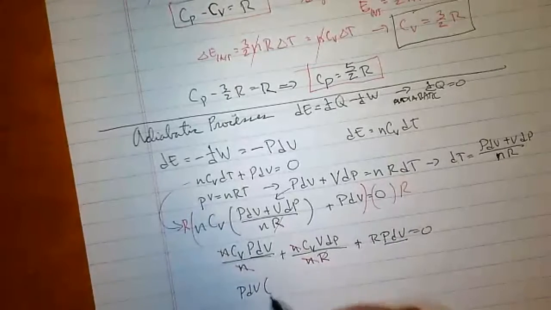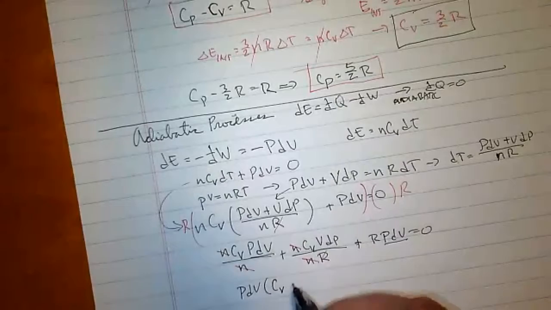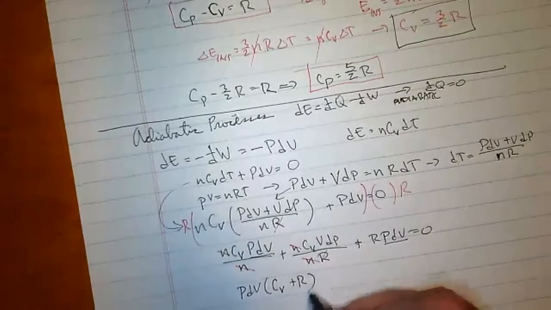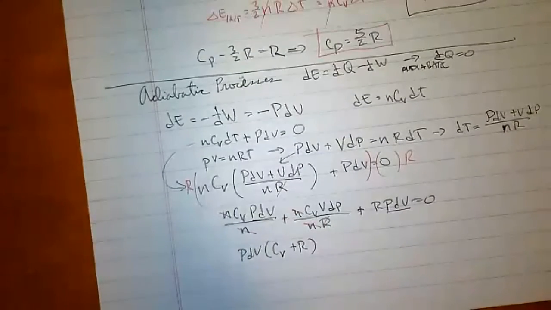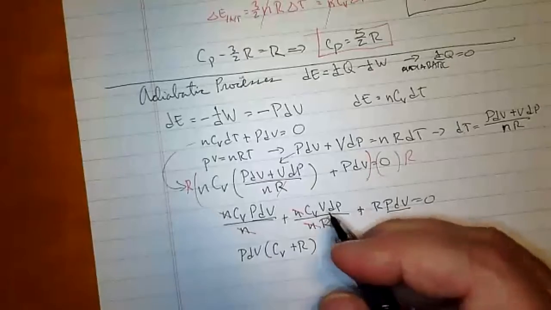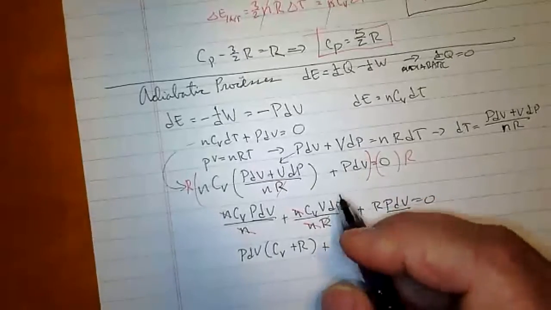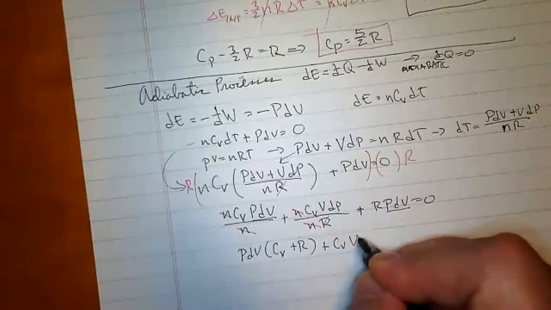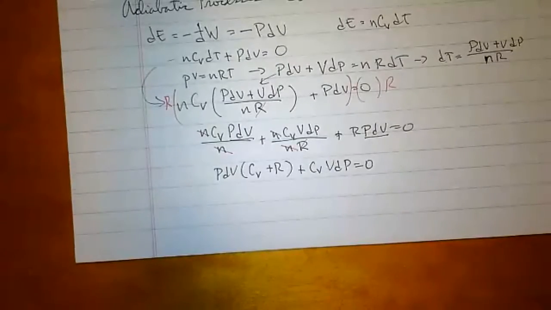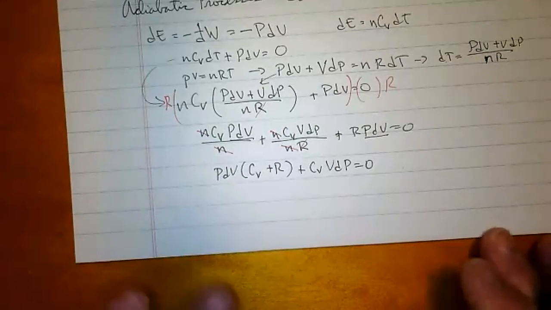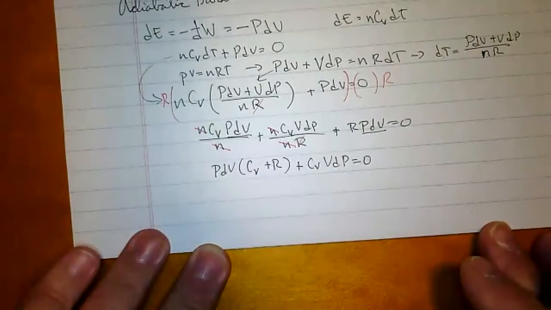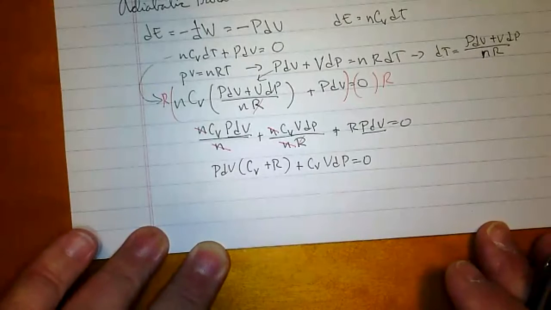So I'm going to say P dV times (CV plus R) right there. And then the other one is just going to be what's left, which is the CV V dP. And that's all equal to 0. Now that doesn't look very helpful, but watch what happens now. Remember, CV and CP are basically just a constant value for a given gas.